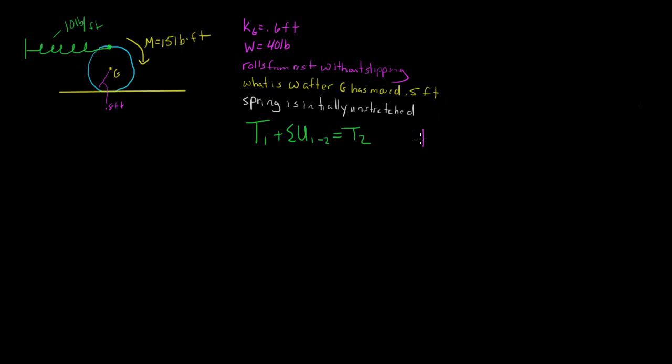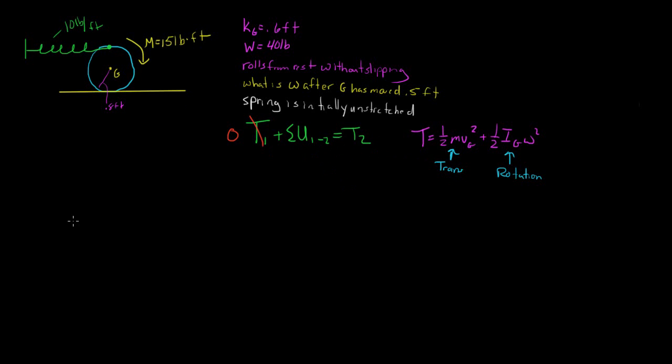So our kinetic energy, T, is going to be equal to 1/2 times the mass times the velocity of its center of mass squared, plus 1/2 times its moment of inertia about its center of mass times its angular velocity squared. And this right here is the translational part of its kinetic energy, and this right here is the rotational part of its kinetic energy. And because at the beginning it's at rest, it has no velocity, its initial kinetic energy is going to be equal to 0.